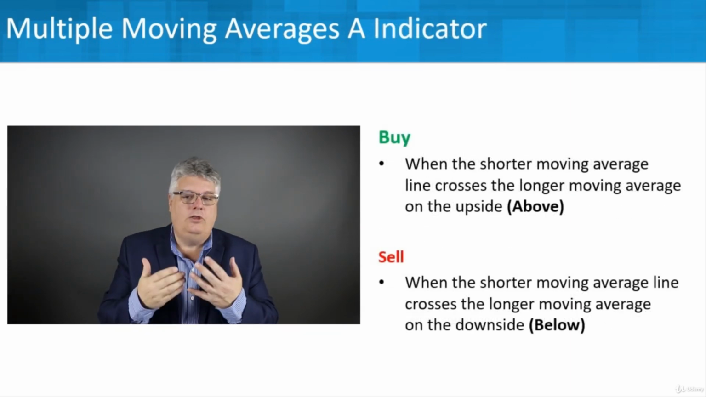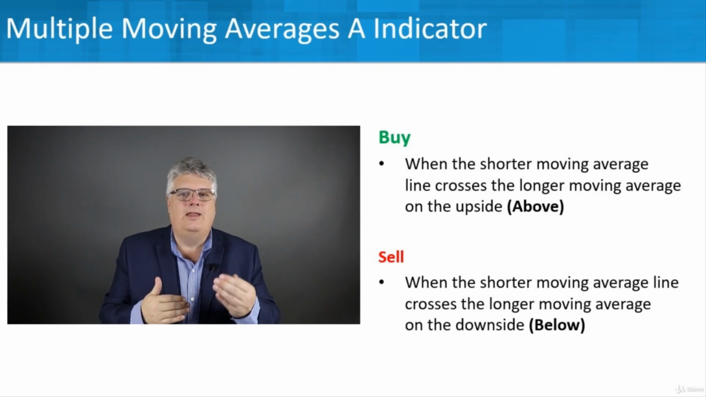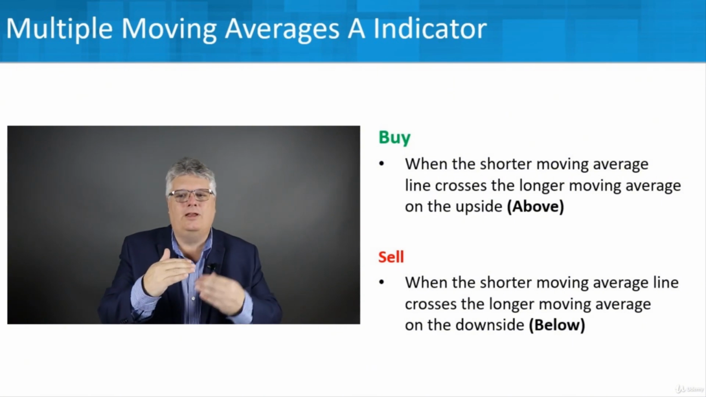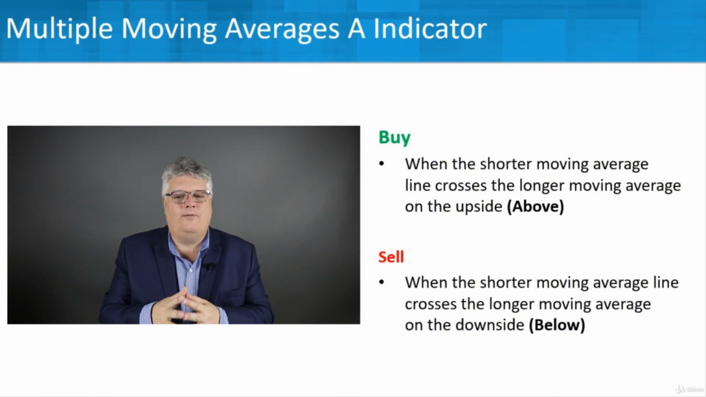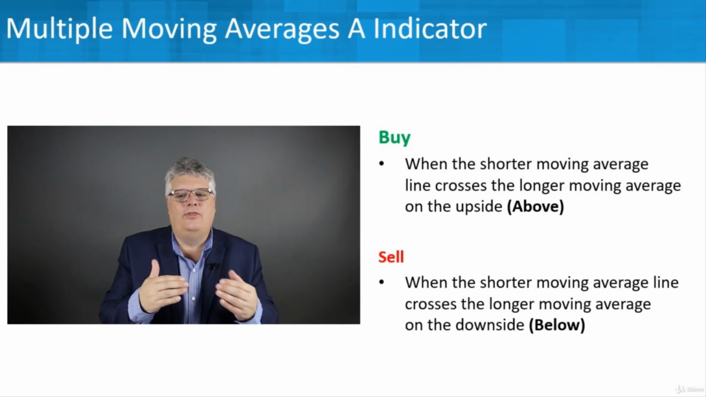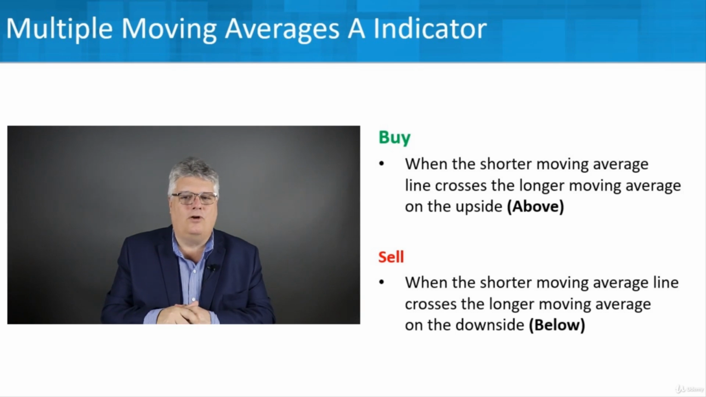So what you do is buy when the shorter time frame moving average line crosses the longer moving average line on the upside. You've got this longer moving average line, and the shorter one crosses above that line. By the same token, you sell when the shorter moving average line crosses the longer moving average on the downside, so the shorter one goes below the longer one. And the buy, of course, is when the shorter one goes above the longer one.